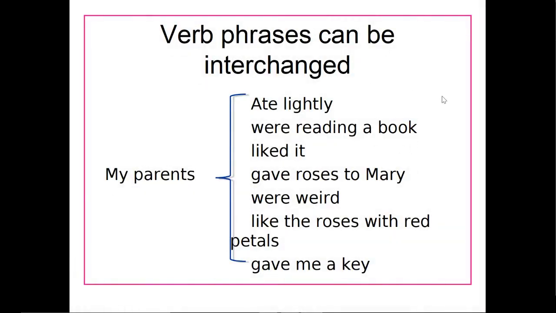Verb phrases, again, can be interchanged, which is something else to suggest that they are a consistent type of unit. So, my parents ate lightly. My parents were reading a book. My parents liked it. My parents were weird. There are all these different verb phrases we could say that my parents did. That indicates that verb phrases have a consistent behavior, because they can all fill in this same role in telling us what my parents did.